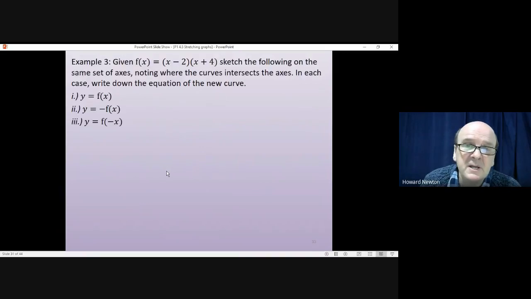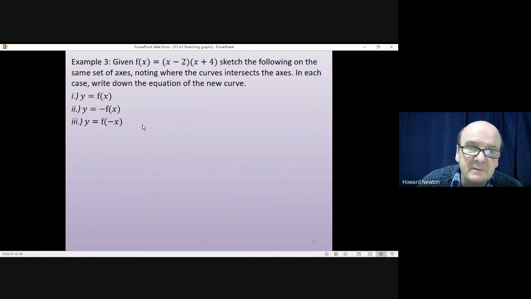Okay, let's have a look at an example. Again, we've got a quadratic to draw. Once we've drawn it, then have a go at sketching y equals minus f of x, and then have a go at sketching y equals f of minus x. Pause the video, have a go, and come back to me again when you're ready.